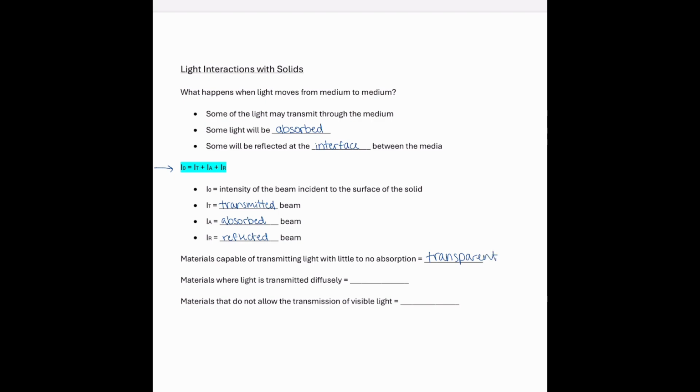Then we have materials where light can be transmitted diffusely, so some light might go through, but some light isn't going to be allowed to pass through. I like to think of parchment paper as a good example. If you shine a flashlight through it, you're going to get some light, but it's not going to be the full intensity of the light that you started with, because the parchment paper itself is going to absorb some of that light. So here we could say that the light is diffusely transmitted, and that material is referred to as being translucent.